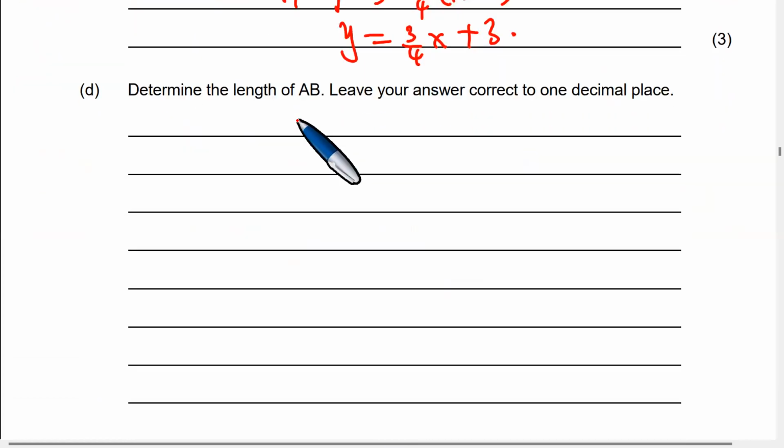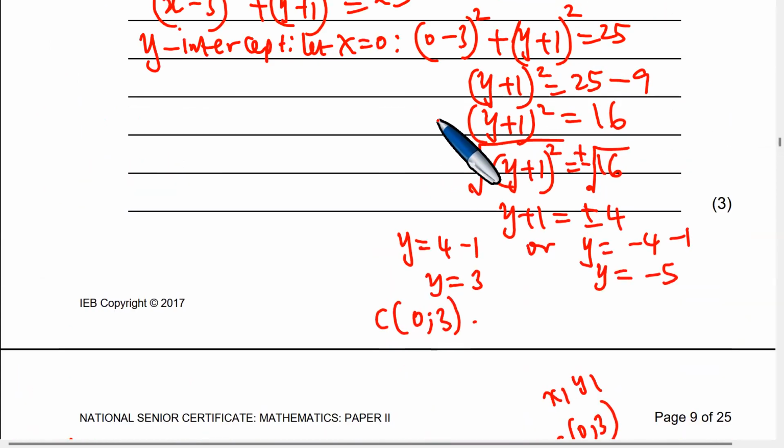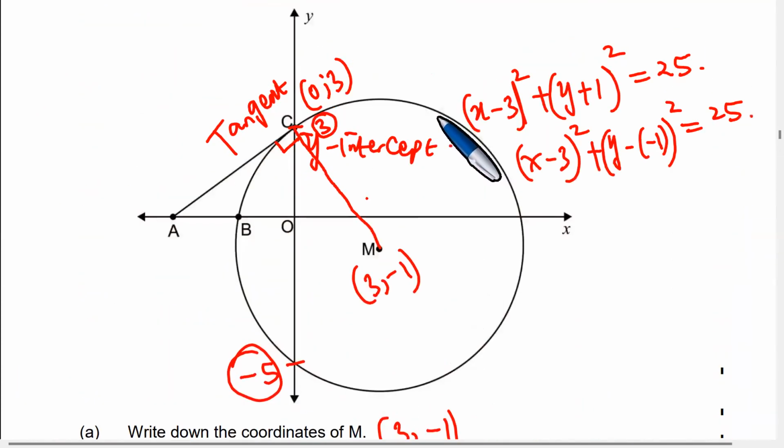Determine the length of AB. Leave your answer correct to 1 decimal place. The length of AB. Let's see now, where is AB? We need now the length of AB, the distance from here to there. Nice question, examiner. What is the distance of AB? I'm giving you like 2 minutes to try that one, please. The distance from A to B. How do you find the distance from A to B?